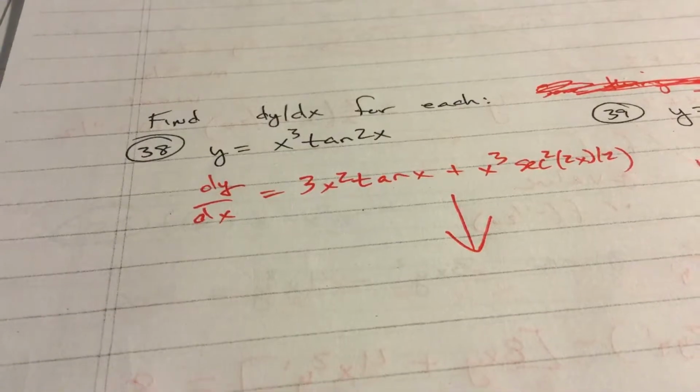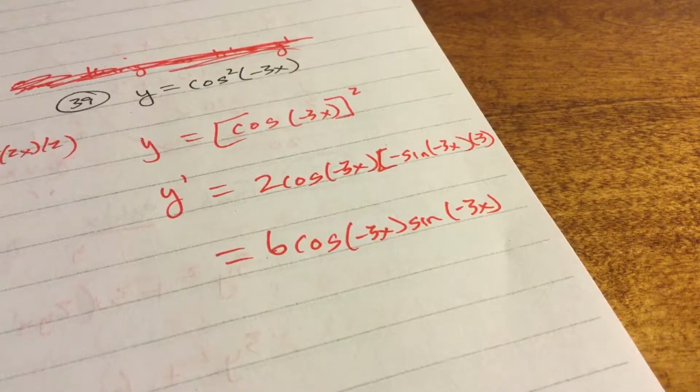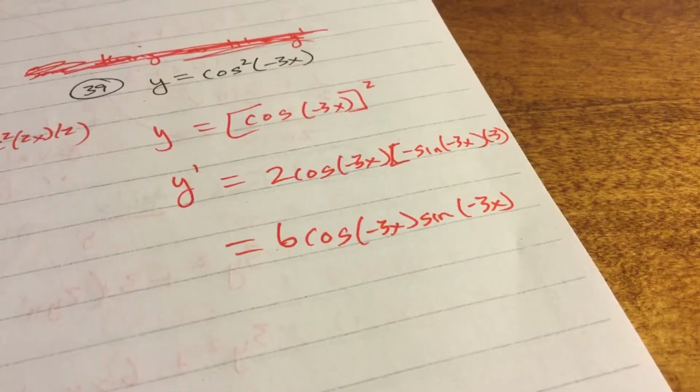So dy dx, that's just the product rule. All right, put that 2 on the outside, and that's just the chain rule.